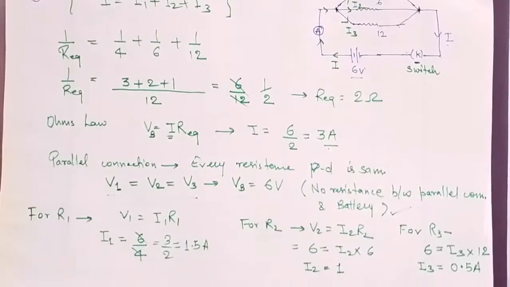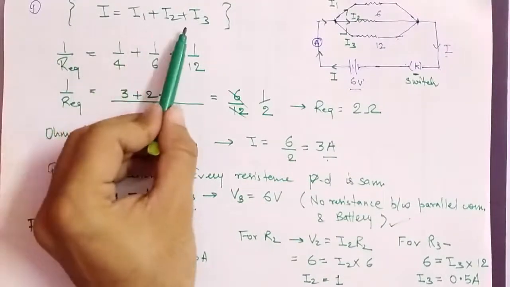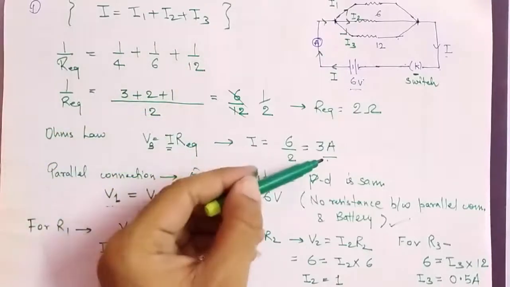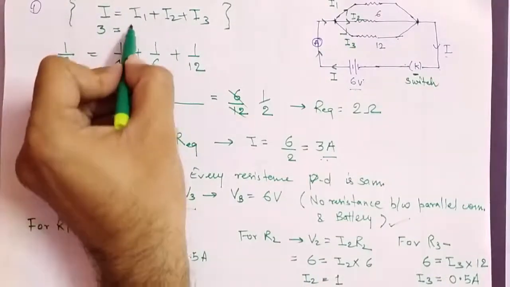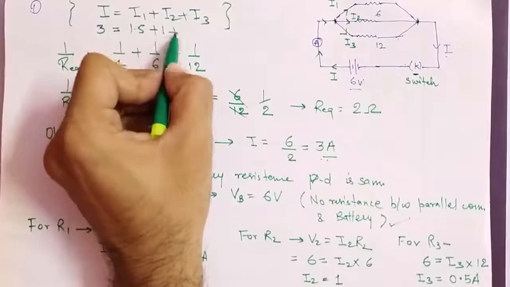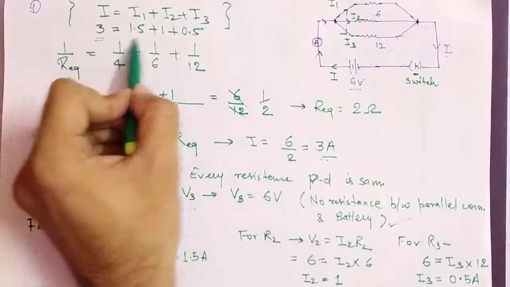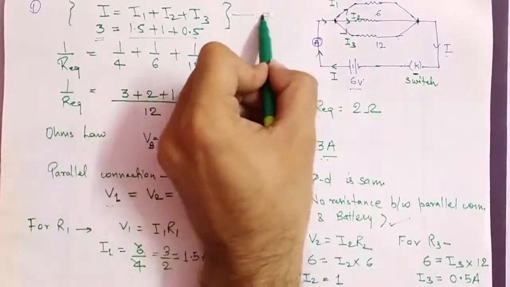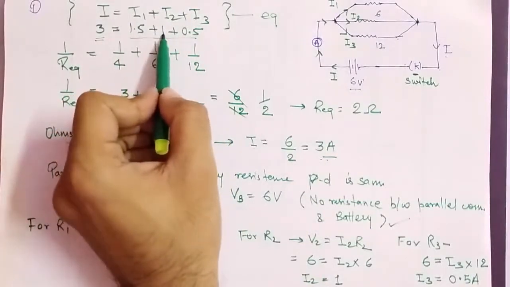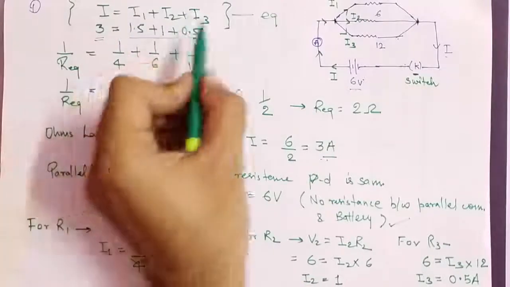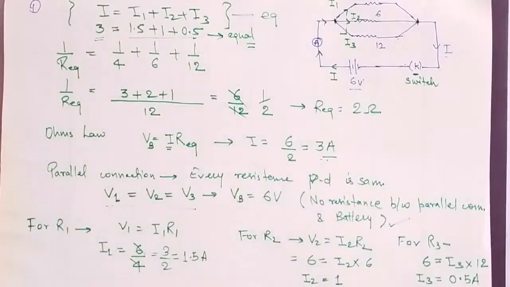Now if you want to check your answer, then we have our first equation that was written: I is equal to I1 plus I2 plus I3. So what is the value of I? You have calculated 3, so let's write here 3 is equal to, what is I1? I1 is 1.5, I2 is 1, and I3 is 0.5. If your answer is correct, then the left hand side should be equal to the right hand side according to this equation. If we add it up, 1.5 plus 1 is 2.5, and this 0.5 makes the 3. So both sides are equal, thus we can say our answer is correct.